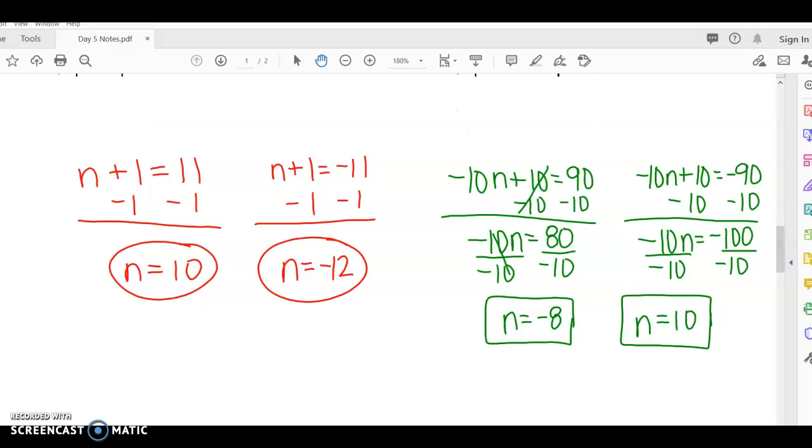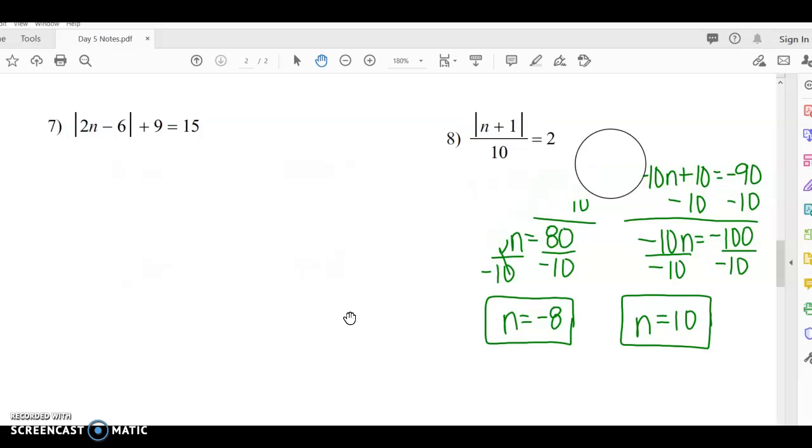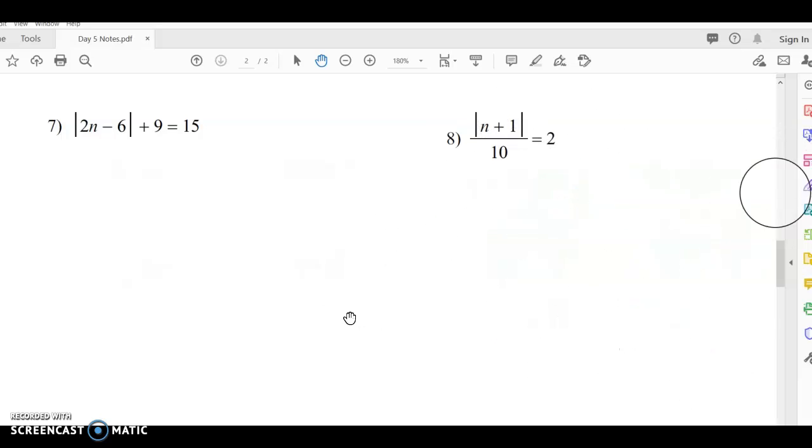All right, so let's go to the other side. And now you can see, first of all, the absolute value is not alone, right? You make it and you solve for the positive and negative once the absolute value is alone. Here, this absolute value is not alone yet because of this plus 9. So the first thing you're going to have to do is get that absolute value alone.